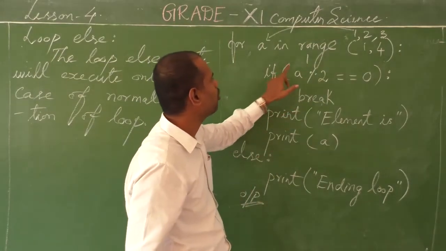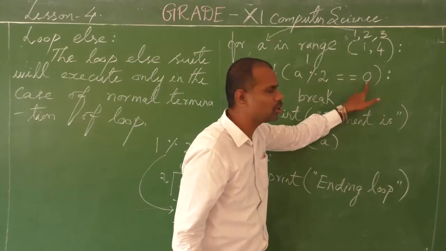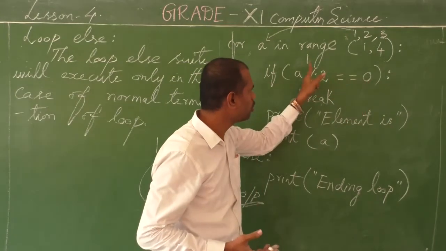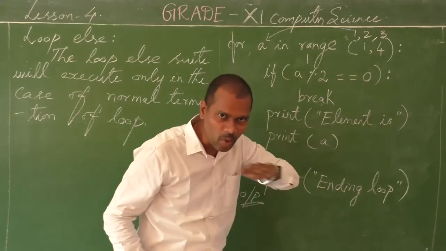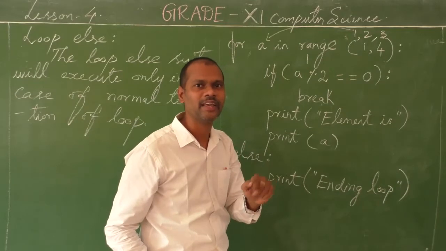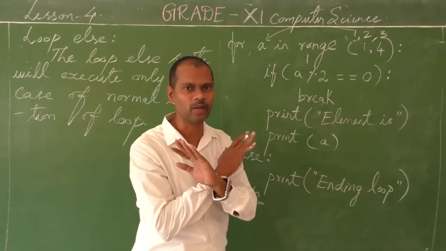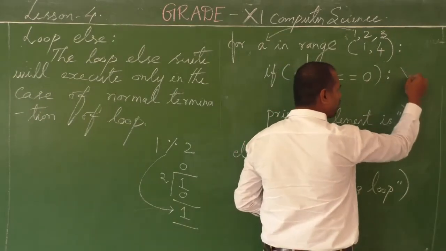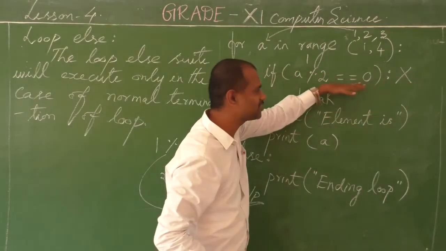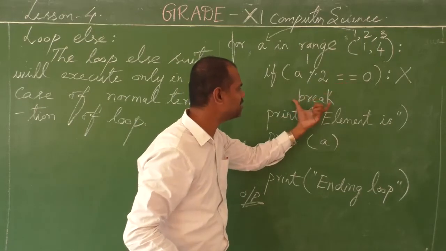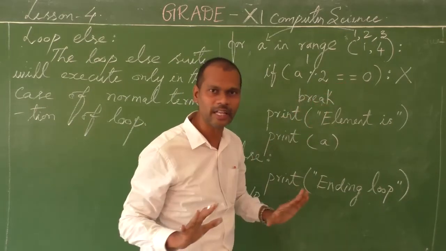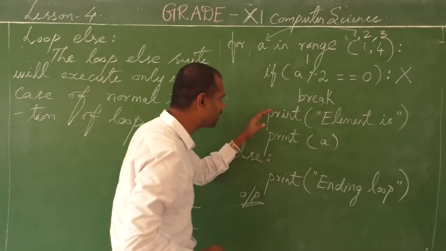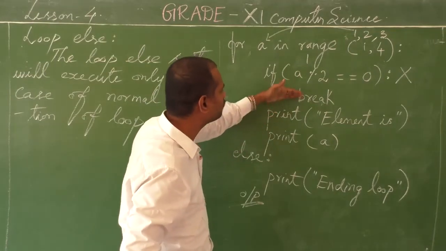So if 1 is equal to 0, that means what? 1 modulus 2 equal to 0, question mark. Is it equal? It is not equal. So this condition is false. Since this condition is false, this break statement will not execute. So it will come out of the if.